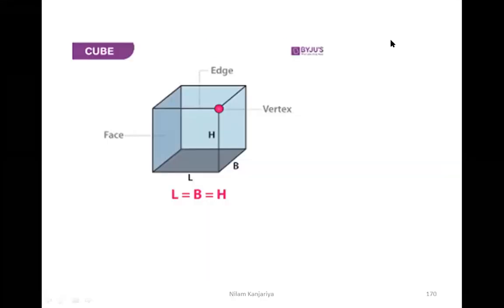First thing is the cube. This is your cube. This cube depends on the square. Square means all sides are equal. In a cube, you have 6 sides and all sides are equal. The front thing is the face. This line is called an edge, and this point is called a vertex. Here the length, width and height of this given cube are equal.